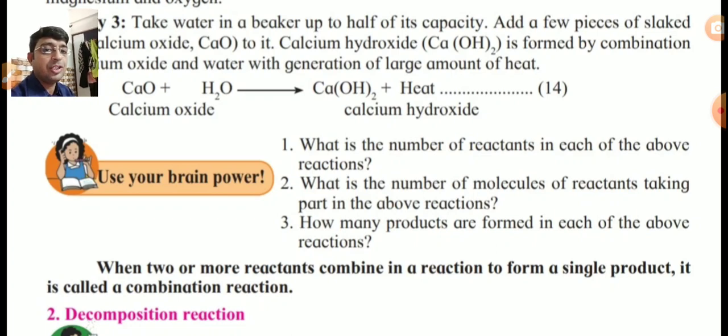So what is the definition? You mark. Define combination reaction. When 2 or more reactants combine in a reaction to form a single product, it is called a combination reaction. So all these three reactions I am writing in this way.